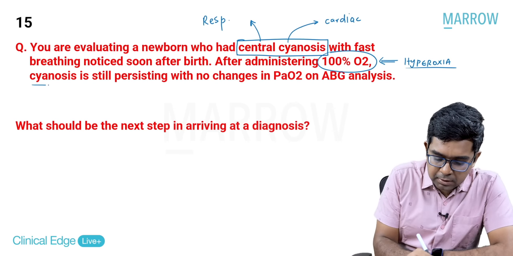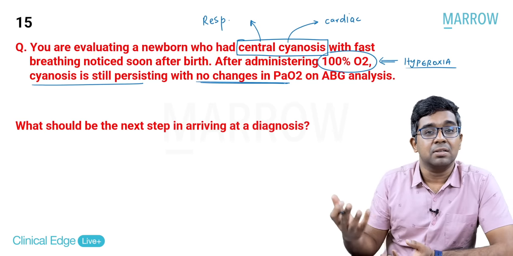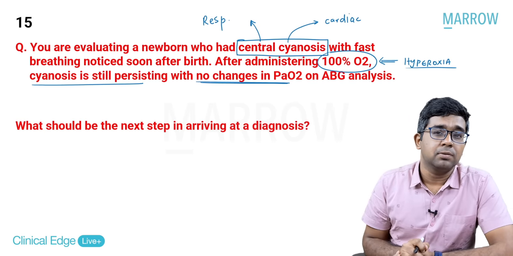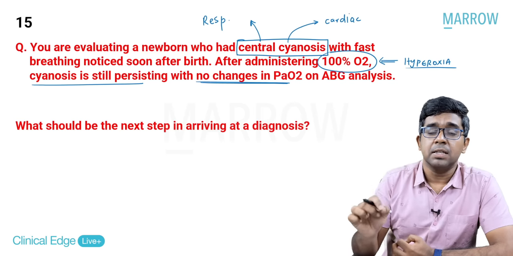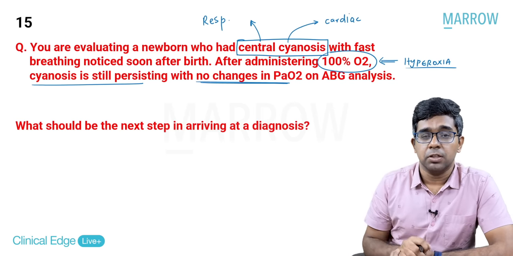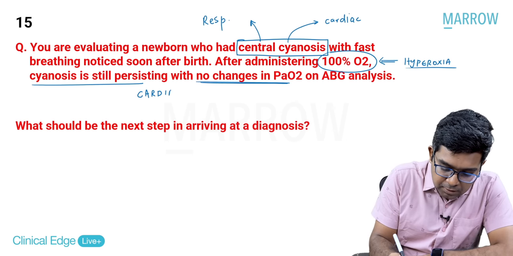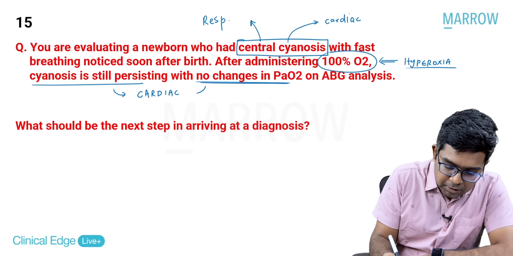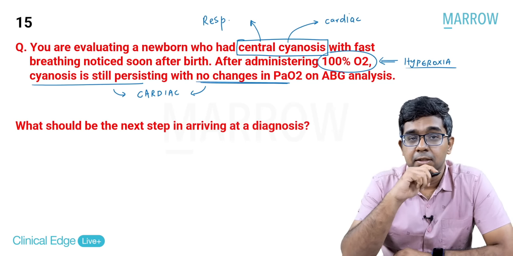Cyanosis is still persisting with no changes in PaO2. That means this oxygen is not helping the cyanosis in this particular child. What does this tell you? Cyanosis, which is persisting even after oxygen administration, favors a cardiac problem. Please make a note of this. So, possibility is cyanotic congenital heart disease.